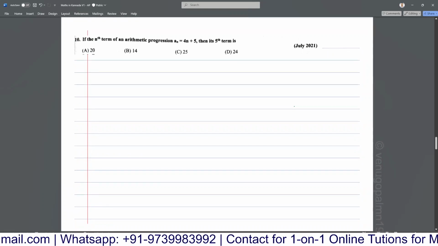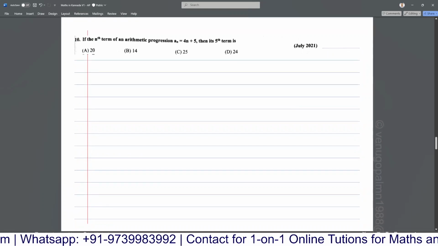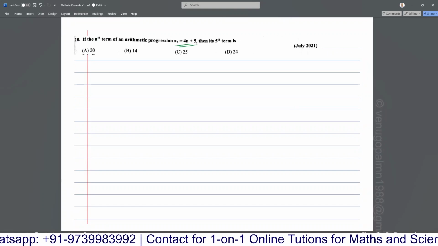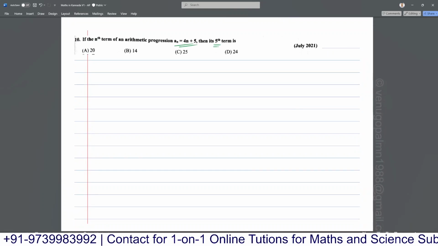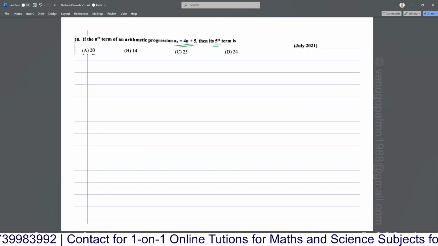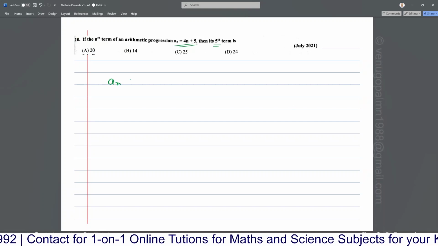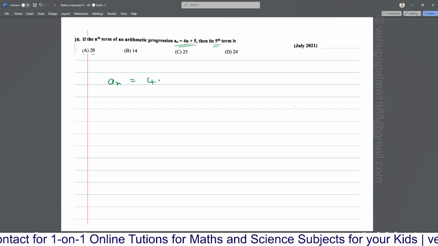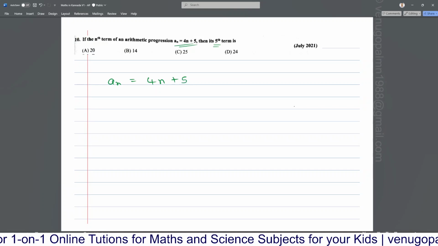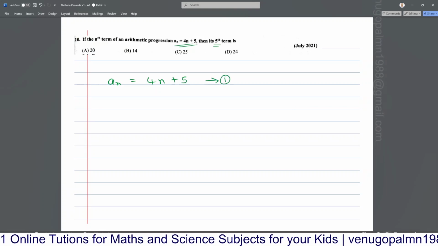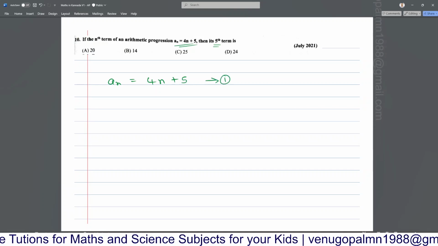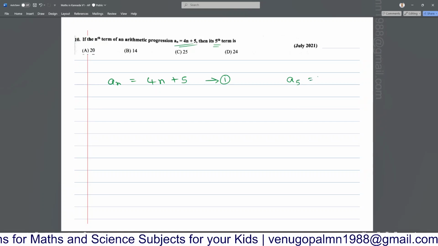Moving on with the next example. If the nth term of an arithmetic progression is a of n is equal to 4n plus 5, then find the fifth term. It is a similar example again. They have given an nth term formula, which is a of n is equal to 4n plus 5. We can call this equation 1. Now we will have to find out what? A of 5 is equal to what?